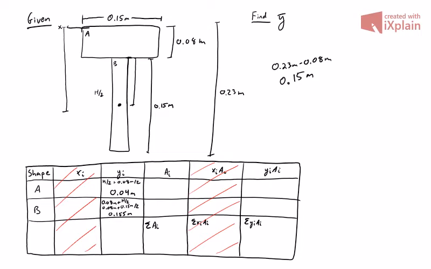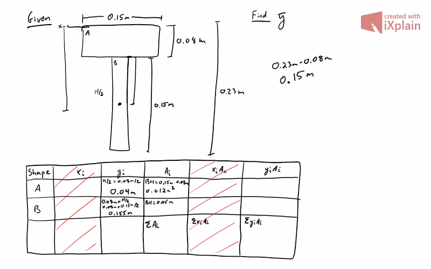0.155 meters. Area for both of these rectangles is just base times height, 0.15 meters times 0.08 meters gives 0.012 meters squared. And then for B, base times height is 0.05 meters, sorry, that's given on the picture as well, times 0.15 meters, giving an area of 0.0075 meters squared. We add those up together and the total area of our object is 0.0195 meters squared.